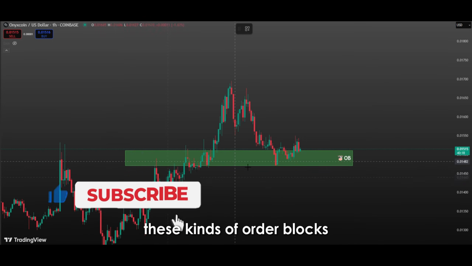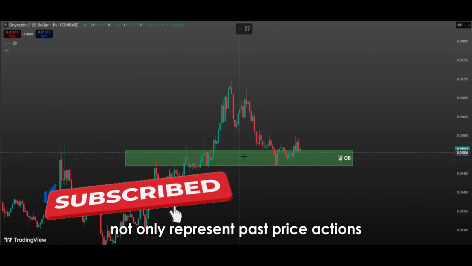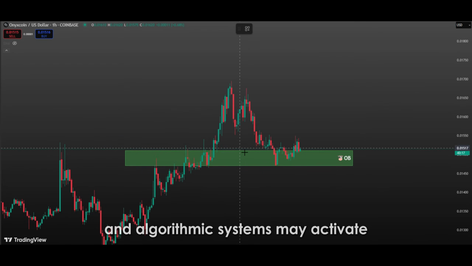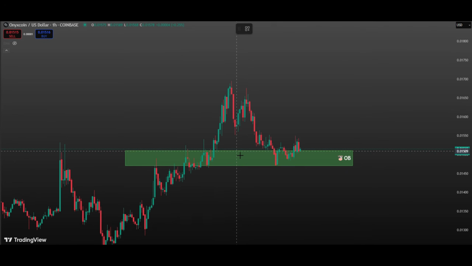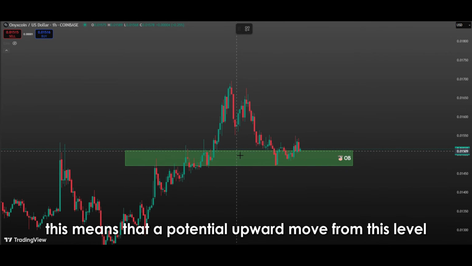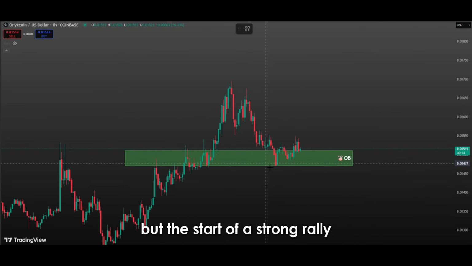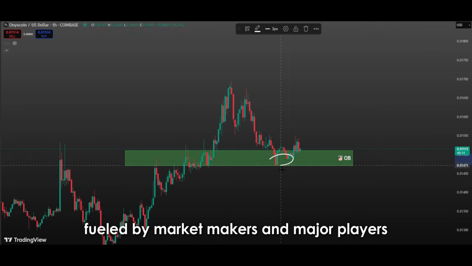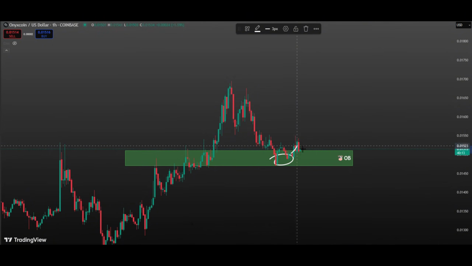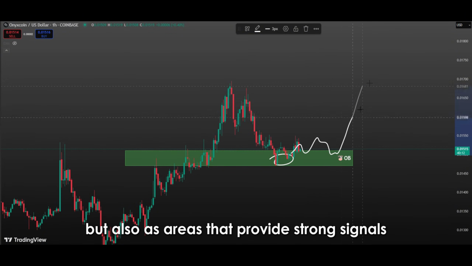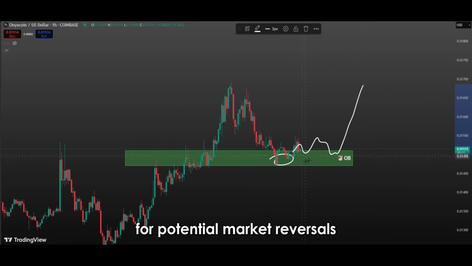Especially, these kinds of order blocks not only represent past price actions, but also mark strategic levels where buy orders accumulate and algorithmic systems may activate. This means that a potential upward move from this level may not be a random reaction, but the start of a strong rally fueled by market makers and major players. In this context, bullish order blocks are considered not just as support zones, but also as areas that provide strong signals for potential market reversals.